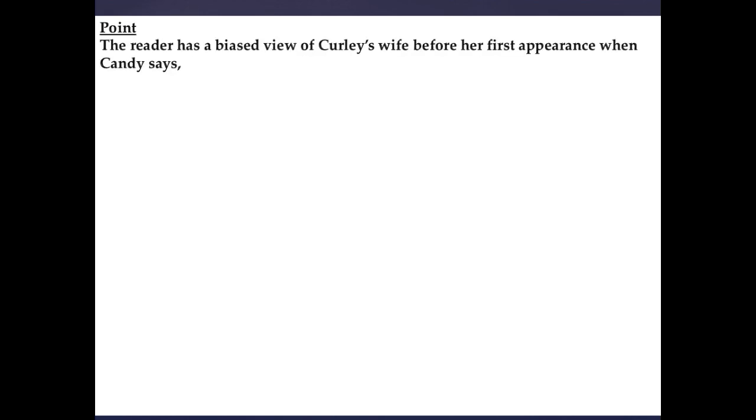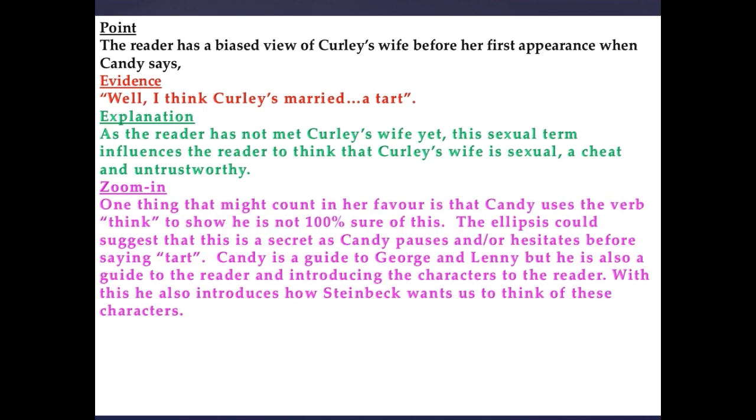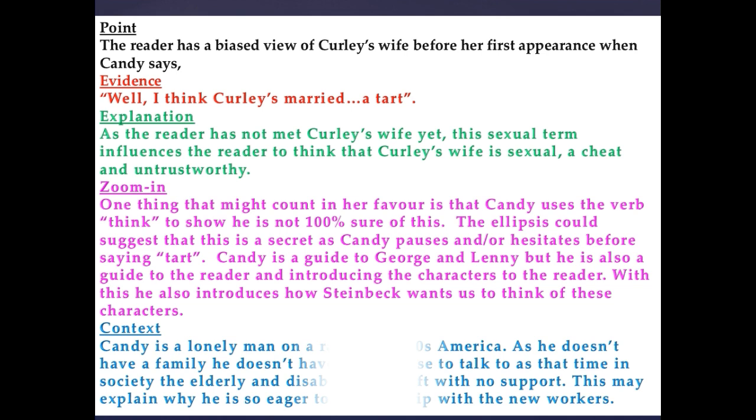So if we put that into a paragraph, or my subheadings: the point, the reader has a biased view. The evidence, "Well, I think Curly's married a tart." Explanation, we've already talked about. Then we zoom in. One thing that might count in our favour is that Candy uses the verb think to show he's not 100% sure. The ellipsis could suggest that this is a secret as Candy pauses before saying tart. Candy is a guide to George and Lennie, but he's also a guide to the reader and introducing the characters to the reader. With this, he also introduces how Steinbeck wants us to think of these characters.